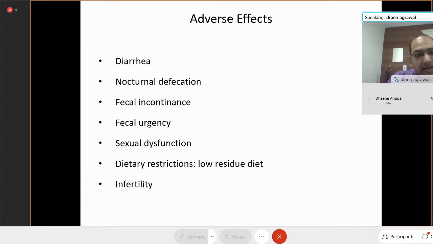Adverse effects of surgeries are diarrhea, nocturnal defecation, fecal incontinence, fecal urgency, sexual dysfunction, diet restriction in the form of a low residue diet, and infertility.